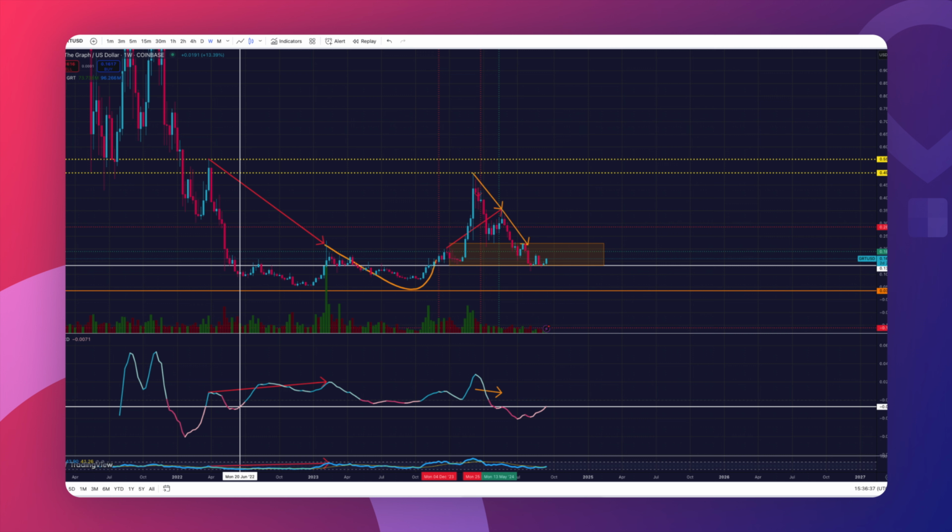This is a weekly candle chart because, as you know by now, I always start by looking at a chart at scale. And in the case of the Graph, the weekly candle chart is the most appropriate. Wait, let me back up for a second. Here you can see all kinds of stuff on my screen. That's from the previous analysis video. You can check it later.